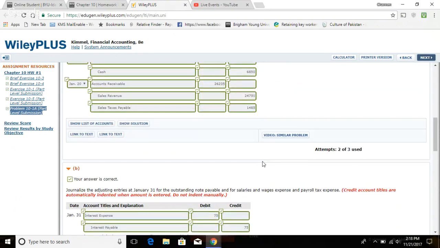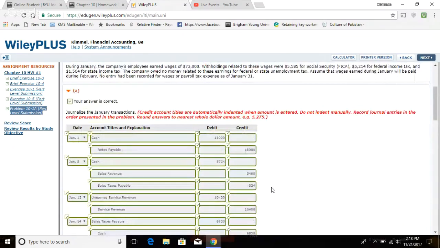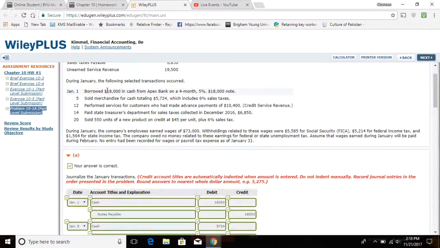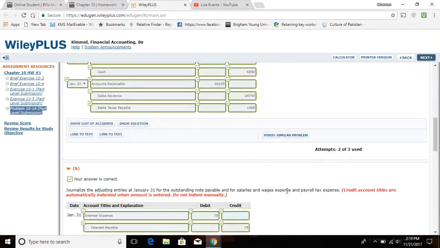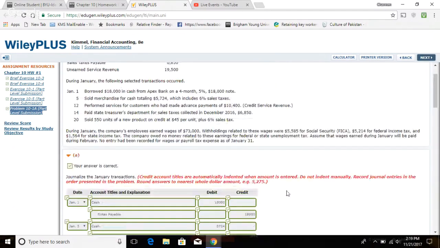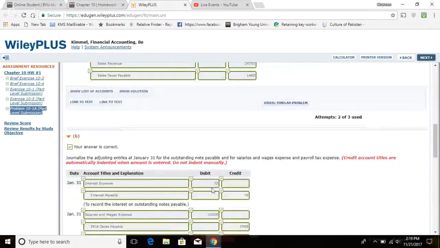So going back down here, in our first entry, we want to record the interest on the outstanding note payable. And so when we go back up to here, January 1st, we had $18,000 note payable. It's a 4-month at 5%. So to calculate the interest for that month, because our adjusting entry is for January 31st, we would take the $18,000 in cash, and we would multiply that by 5% times 1 over 12. And that would bring us to this $75. And then we would debit our interest expense and credit our interest payable.